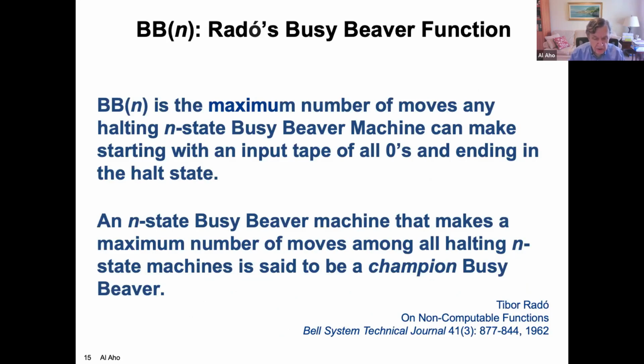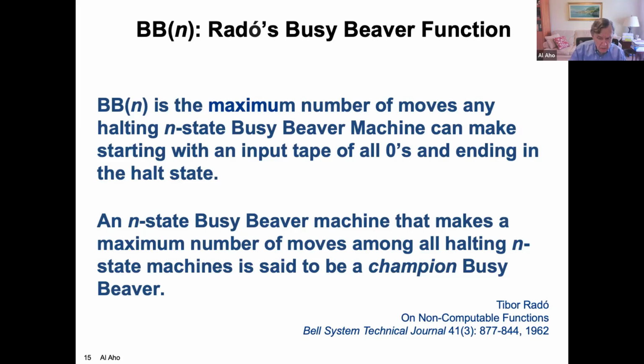A Busy Beaver machine that makes the maximum number of moves among all halting machines of its size is said to be a champion Busy Beaver. Essentially, Busy Beaver of n is the longest running time of a halting Busy Beaver machine with n states. Radó's game, or what he suggested, was that contestants could play the game by finding Busy Beaver machines that are champions.